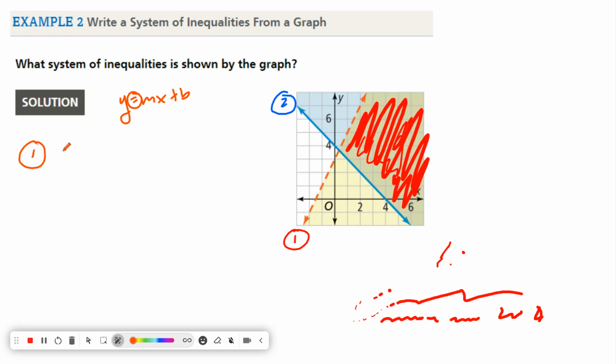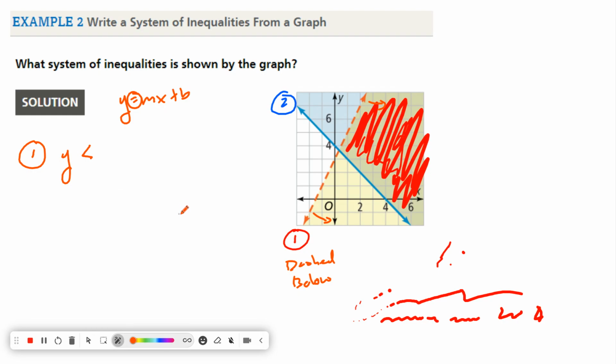All right. So for the first one, let's start with the inequality symbol. So y. Now, for this red line, number 1, that is a dashed line, and the shading is going below, this way, below. So because it is dashed, it's not going to have an equal to, and because we're shading below, that's a less than. So y is less than.